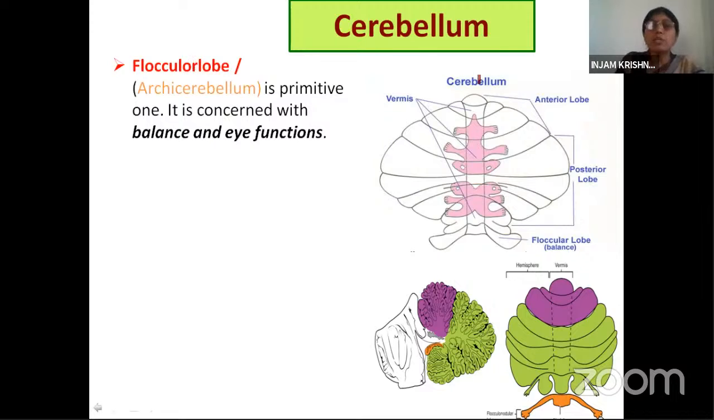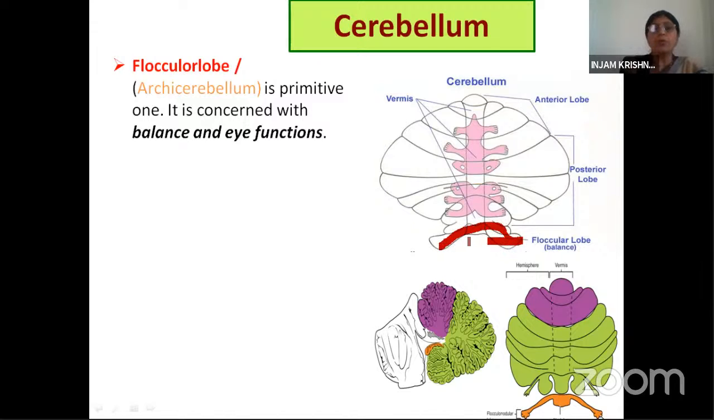First, I want to talk about the lobes. 3 lobes. One is the floccular lobe. It is very primitive, that's why we call it archicerebellum. It is concerned with balance and eye functions. Where is the floccular lobe? This is the floccular lobe.